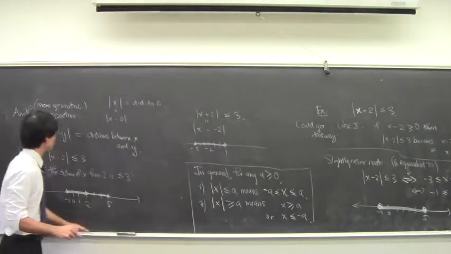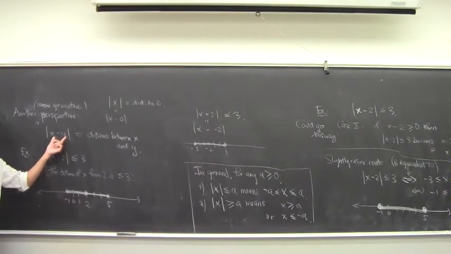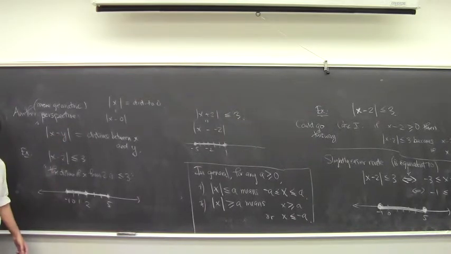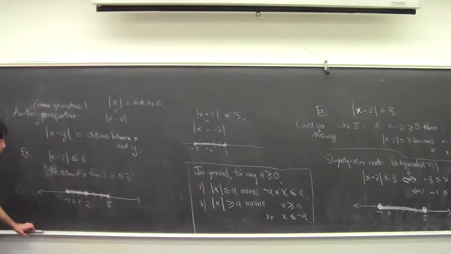Okay. So yeah, just remember that it's the absolute value of a difference that's the distance between the two parts of that difference. The subtrahend and the minuend, their names for them.